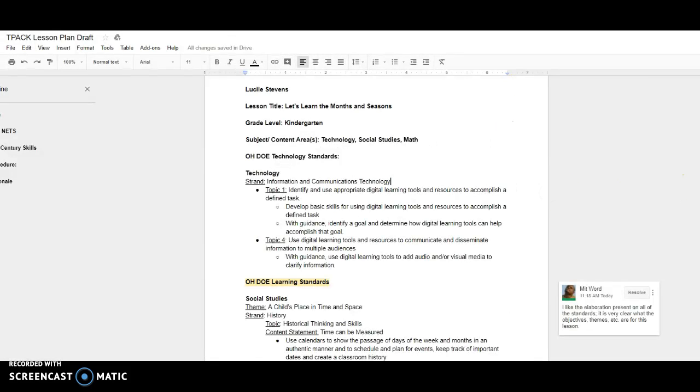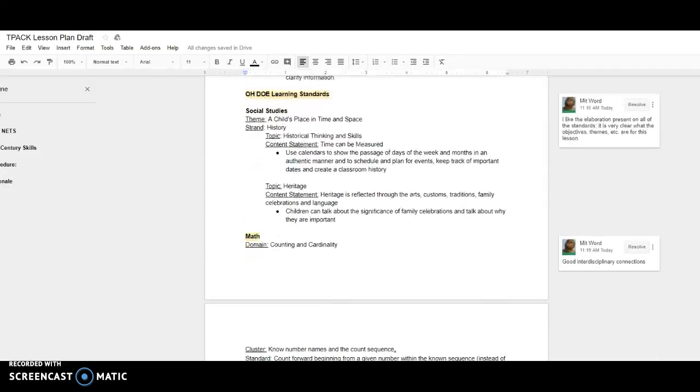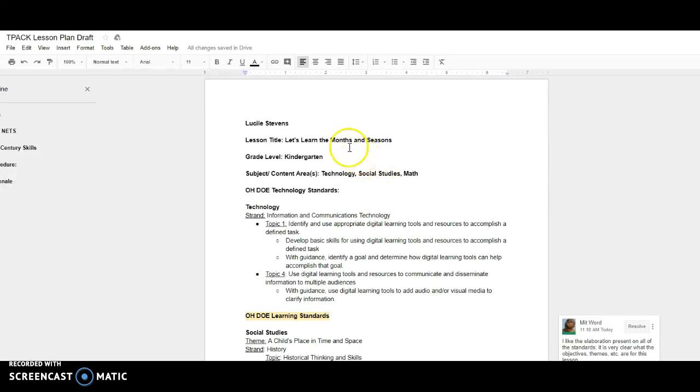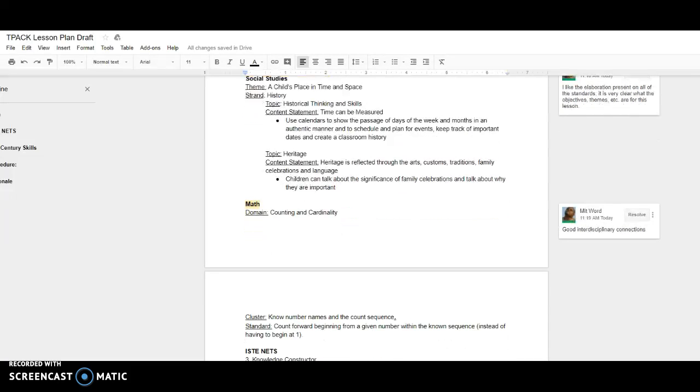We'll go back up here to the standards. I was surprised at first to see it was social studies, because the premise was seasons, and that usually falls under the umbrella of science. But since this is actually centered more around culture and understanding different holidays, I actually think that it's appropriate, and I like the interdisciplinary connection with math.